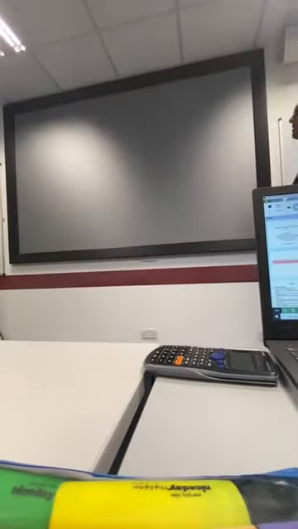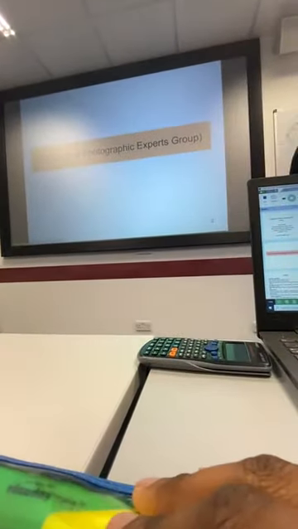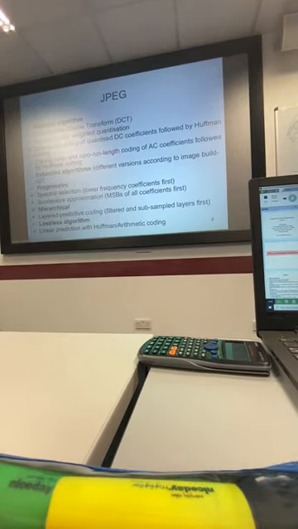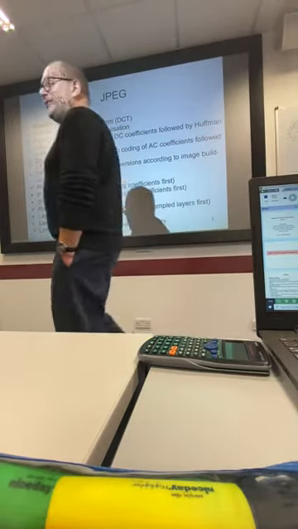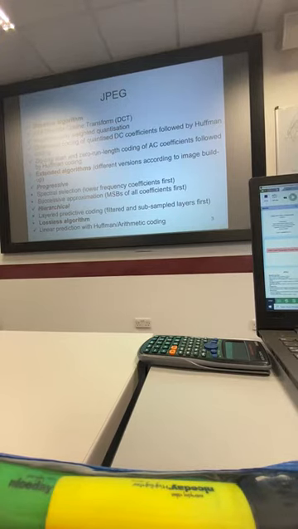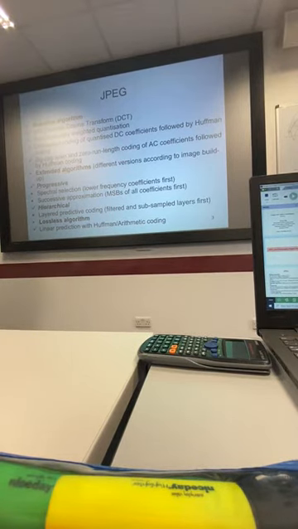So let's have a look at how JPEG works. The things I'm going to tell you now will not surprise you, and the reason they will not surprise you is because we've already discussed them at length today and in the last lecture. First of all, what is the baseline of JPEG? Well, we will apply a transform.